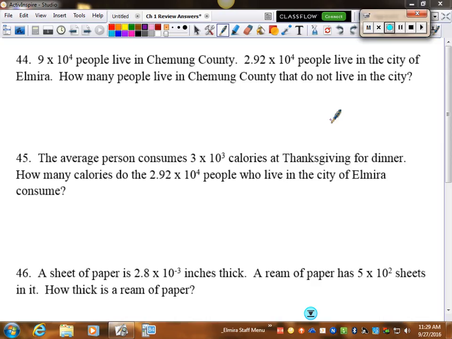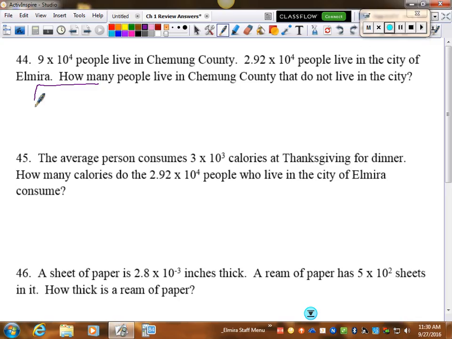Okay, lastly we have these word problems. And your first goal in the word problem is to determine whether you're adding, subtracting, multiplying, or dividing. So number 44 says 9 times 10 to the 4th people live in Chemung County. 2.92 times 10 to the 4th people live in the city of Elmira. How many people live in Chemung County that do not live in the city?